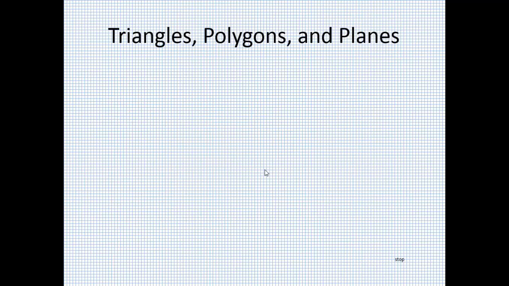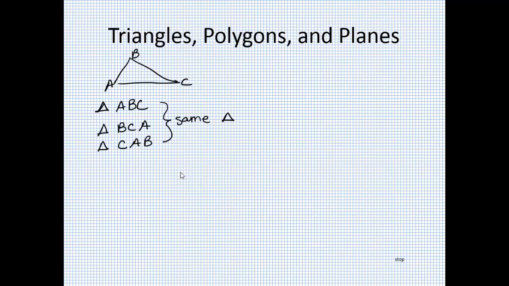Okay, so now let's name triangles and other polygons as well as planes. Triangles have 3 vertices and we use them all in the name. You can put them in any order. All of these are the same triangle. If we have 2 congruent triangles, then the order becomes a little more important.